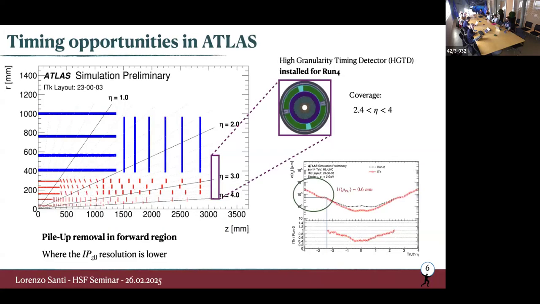So what is HGTD? This is the High Granularity Timing Detector, which will be installed in Run 4, covering between 2.4 and 4 in eta, and the idea is to remove mainly the pileup in the forward region, where you can see from this bottom right plot that the resolution with the ITk only, in terms of longitudinal impact parameter, gets worse.